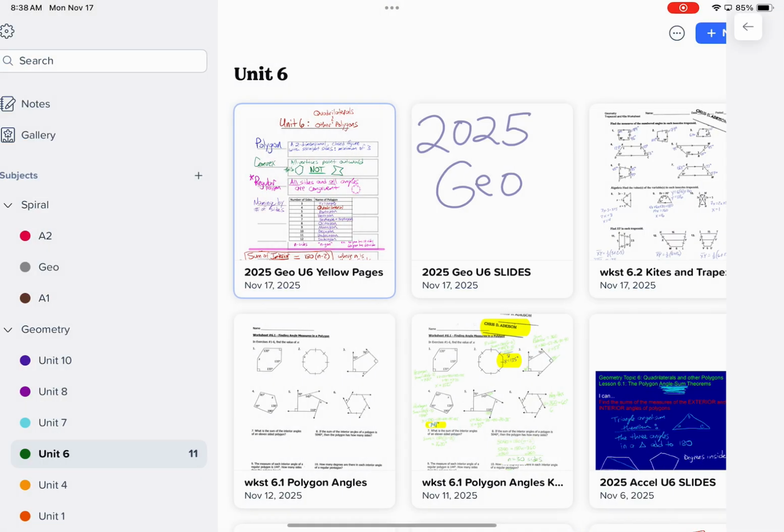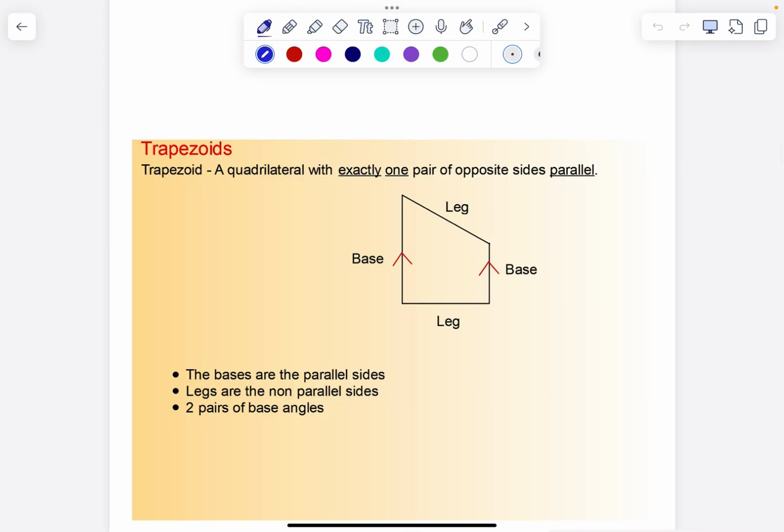Okay, just real quick. Note that even if the two parallel lines are vertical, we still call those bases. So the base word doesn't have anything to do with bottom or like sitting on the bottom or anything. So the two parallel sides are the base ones. Okay.